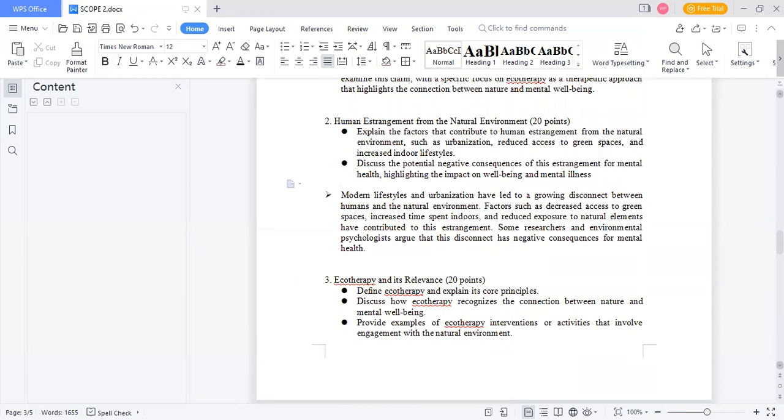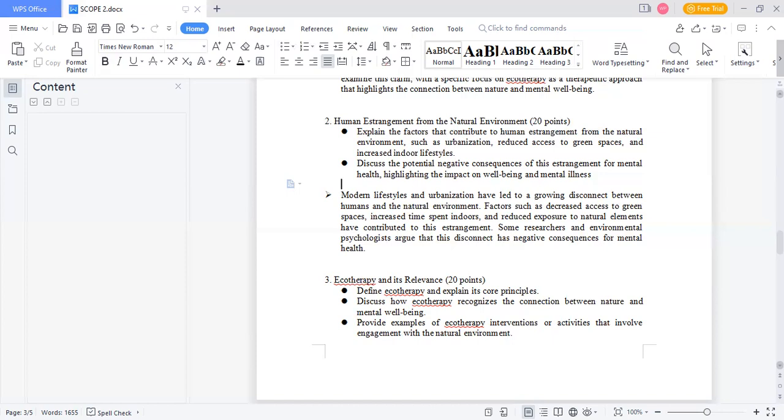Now, in this part, explain those factors that contribute to human estrangement from the natural environment, such as urbanization, reduced access to green spaces, increased indoor lifestyle. Just remember in the times of COVID-19, the experiences that we were experiencing, how life was when it comes to indoor lifestyles, and also discuss the potential negative consequences of this estrangement for mental health, highlighting the impact on well-being and mental illness.